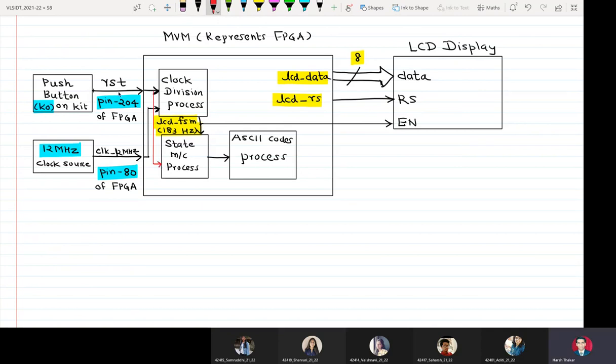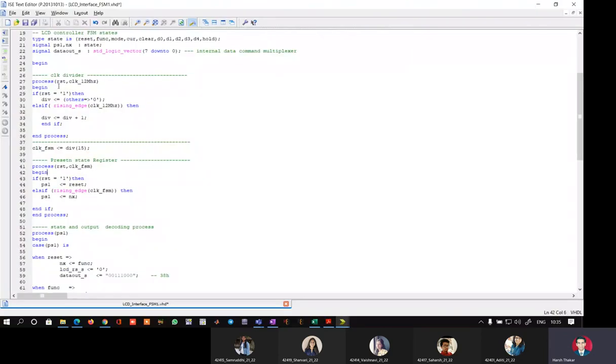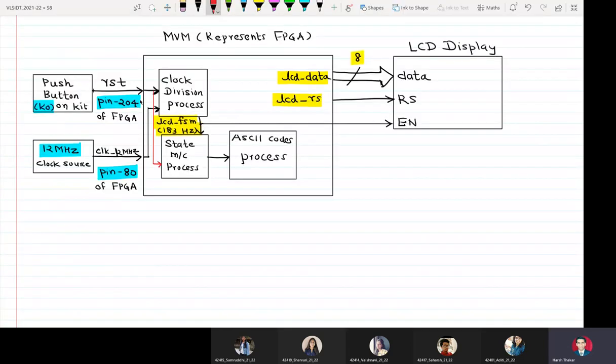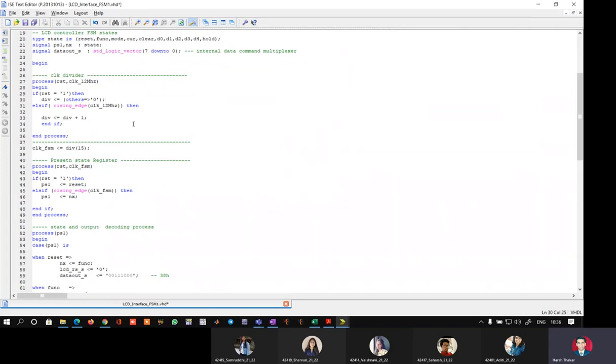Okay, so the reset signal is given to process number 1 and process number 2, because in the sensitivity list of the first process we have reset, and in the sensitivity list for the second process also we have reset. The first process is sensitive to clock_12MHz. That is why I have given this clock_12MHz signal to the first process, but I have not given it to the second process. The second process is sensitive to both RST and clock_FSM.